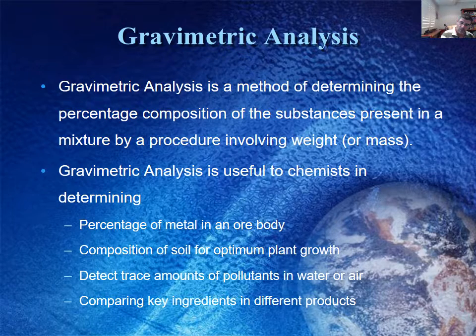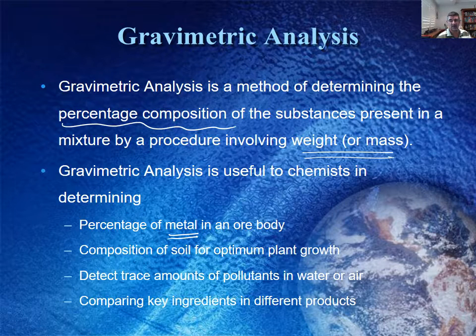So most of the time what we're looking for in gravimetric analysis is just a percentage composition of the particular mixture. And that's based on the total weight or mass. Now this is very, very important. It has some significant applications beyond the classroom. In certain things like mining companies will want to know whether or not the amount of a particular metal in an ore body is going to be sufficient for it to be economically viable.